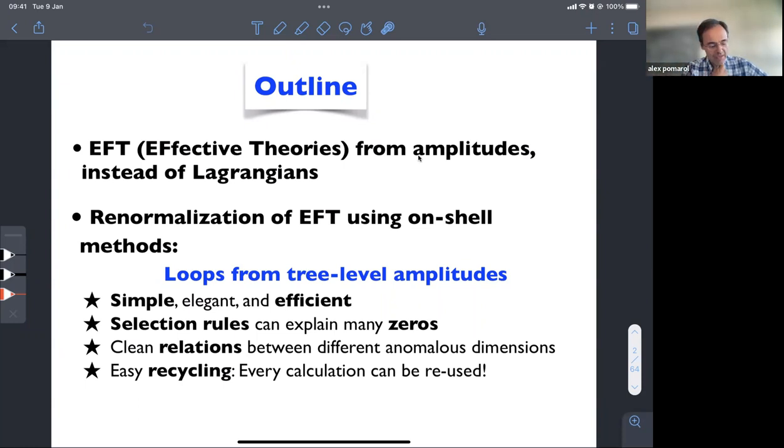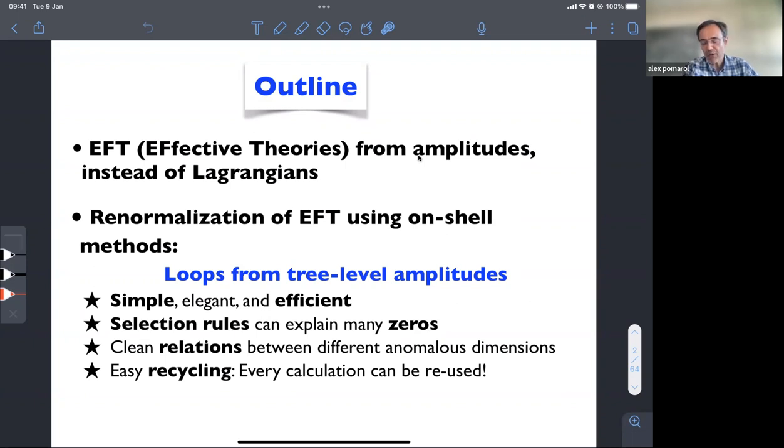This will be the first step: to see how, in the same way that you were doing effective field theories, you can do effective theories from amplitudes. That will be the first part. In the second part, I'll try to go beyond tree level. As I will explain later, renormalization is very important in effective field theory, so I'll do it using on-shell methods.